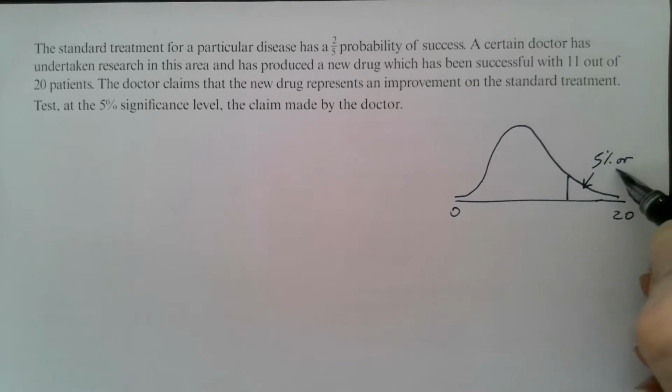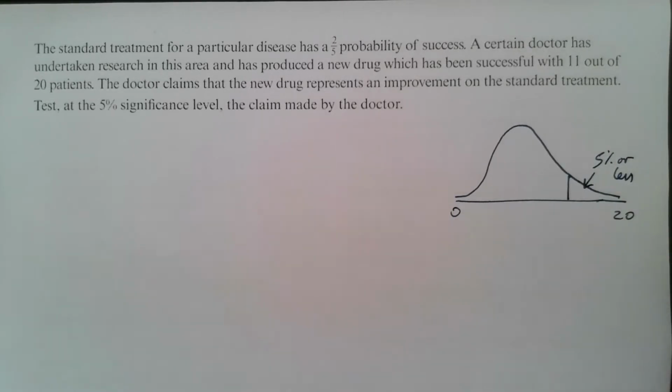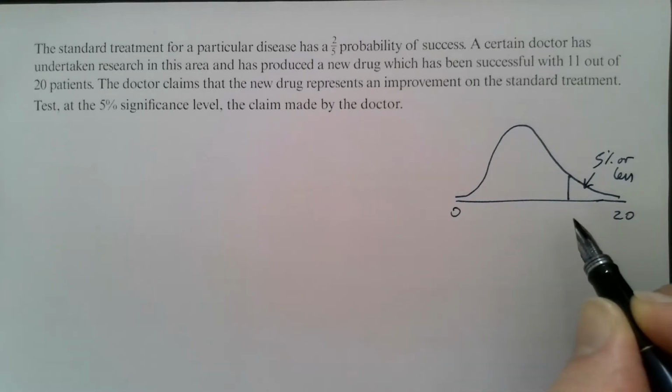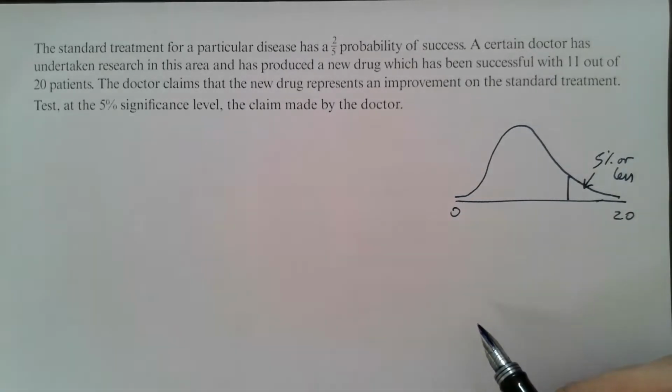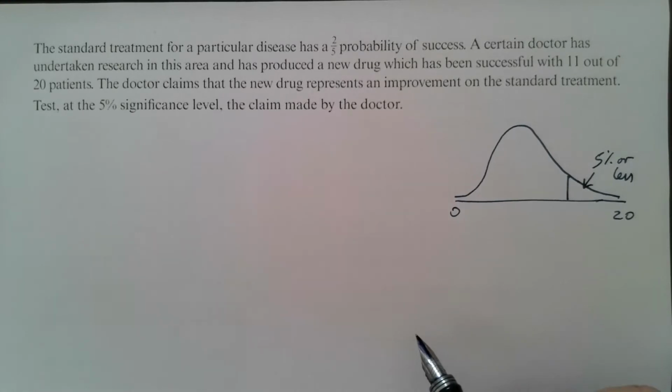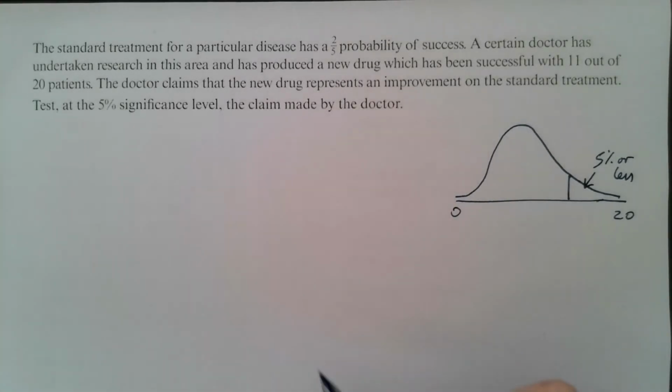How many do we need to get to that? And is 11 within that zone? So we're testing at the 5% significance level. Let's just remind ourselves of a little bit of notation we could be putting down. They haven't asked us for it, but it's still a good idea.